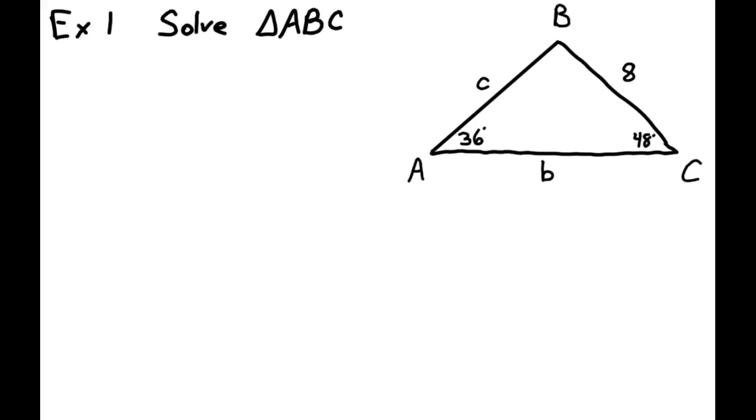Example 1, we want to solve triangle ABC. We know that the measure of angle A is 36 degrees, the measure of angle C is 48 degrees, and side length A is 8 units long. If we're going to solve this, we need to find the missing angle, angle B, and side lengths B and C. The first thing we should do, and probably the easiest, is to find the missing angle, because if we have two of the angles, all we have to do is take 180 minus 36 minus 48, which leaves us with the measure of angle B being equal to 96 degrees.